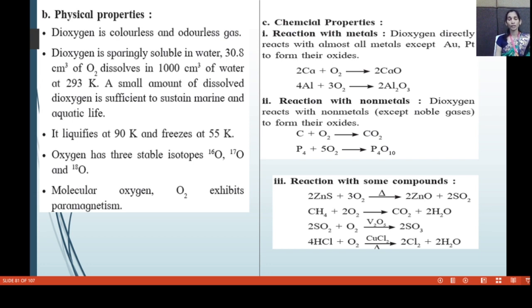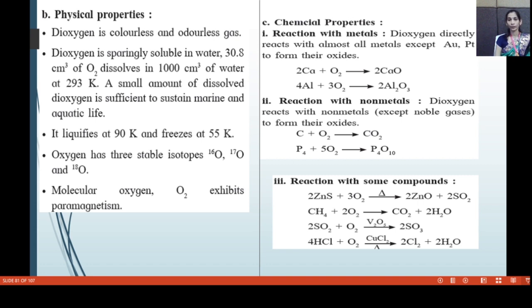Dioxygen also reacts with non-metals, like carbon and phosphorus. When dioxygen reacts with a non-metal, we also get oxides. That means carbon reacting with dioxygen gives CO2. Phosphorus on reaction with dioxygen gives P4O10, that means the P2O5 form of the oxide.